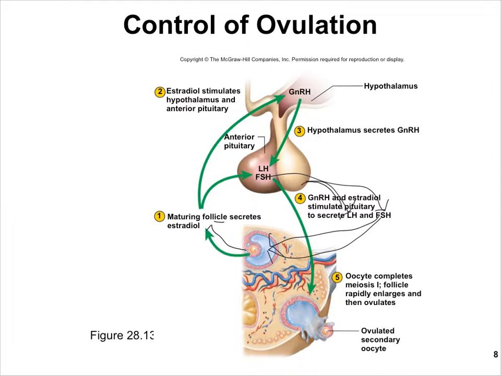And eventually this positive feedback loop, remember positive feedback loops build on themselves over and over and over. That's what causes the LH surge. Once that LH positive feedback loop builds up high enough, then ovulation occurs. And once ovulation occurs, things change, and this feedback loop is no longer maintained.